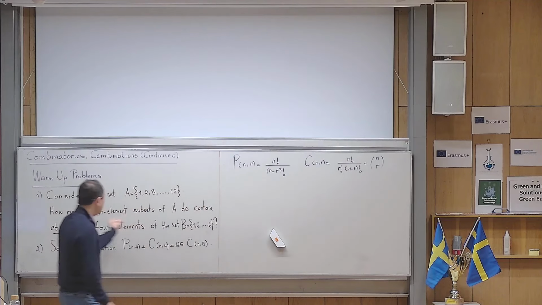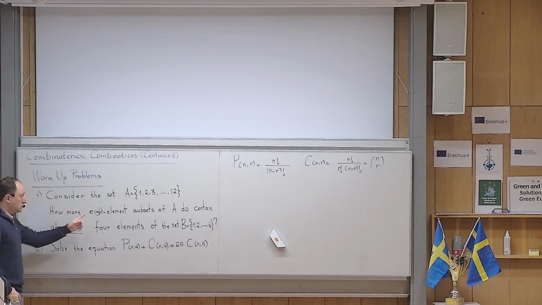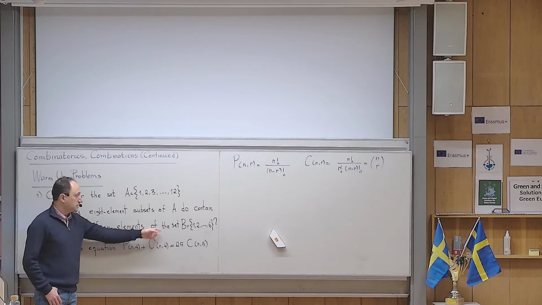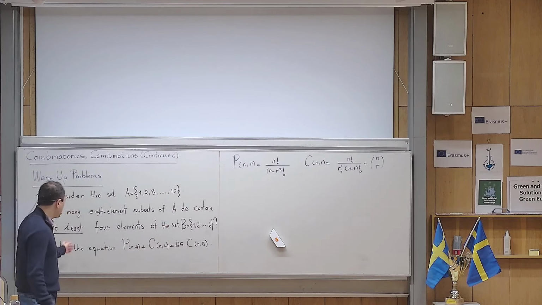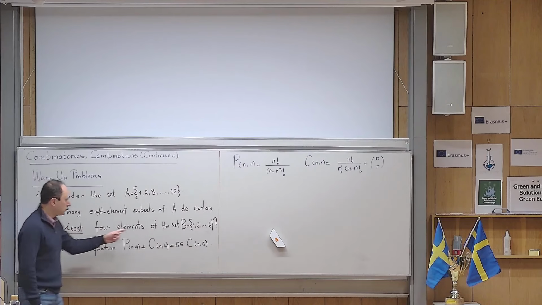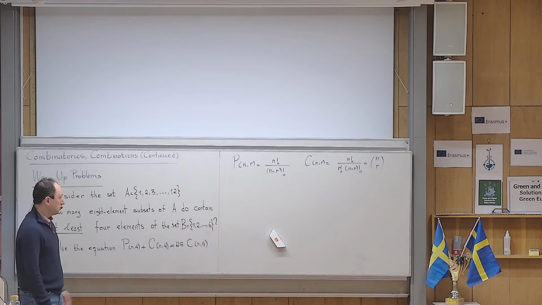But now it becomes a little bit more interesting because you have something coming after that. So how many 8-element subsets of A contain at least 4 elements of this set? Okay, so how do you interpret the words at least? On the one hand, you want to choose 8 elements from this set, but you have to choose them in a way that at least 4 of them are from 1 to 6. At least 4 of them are from 1 to 6.